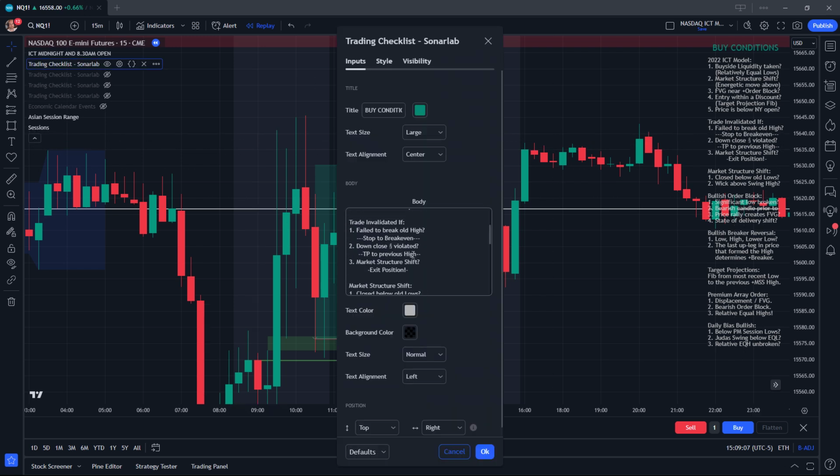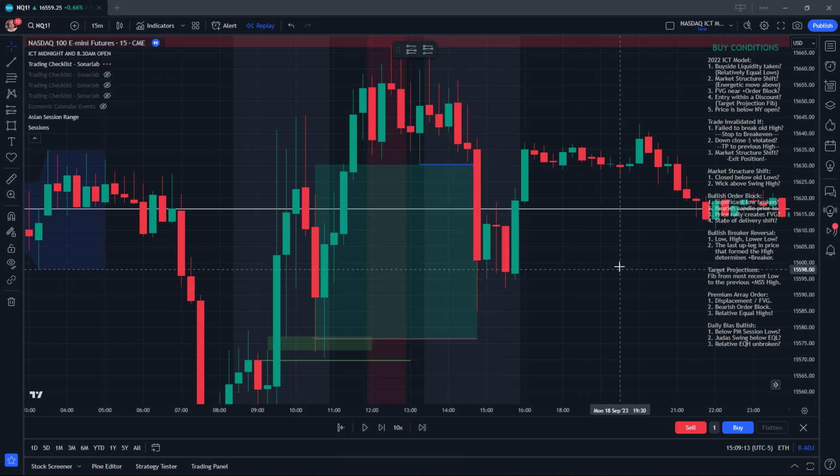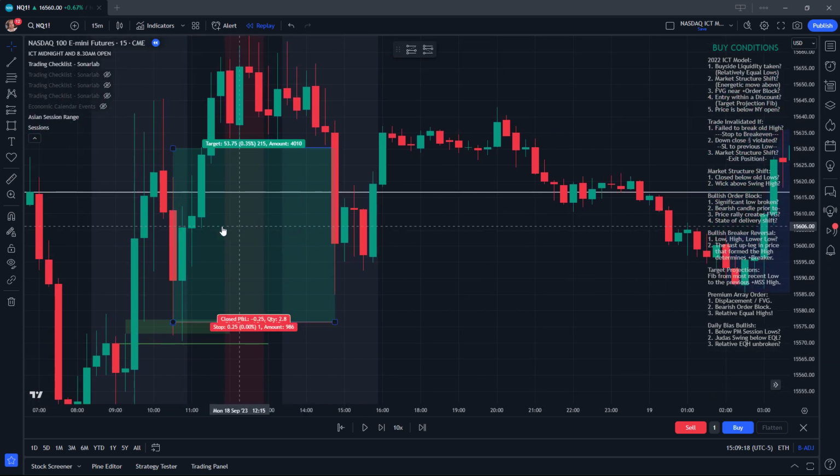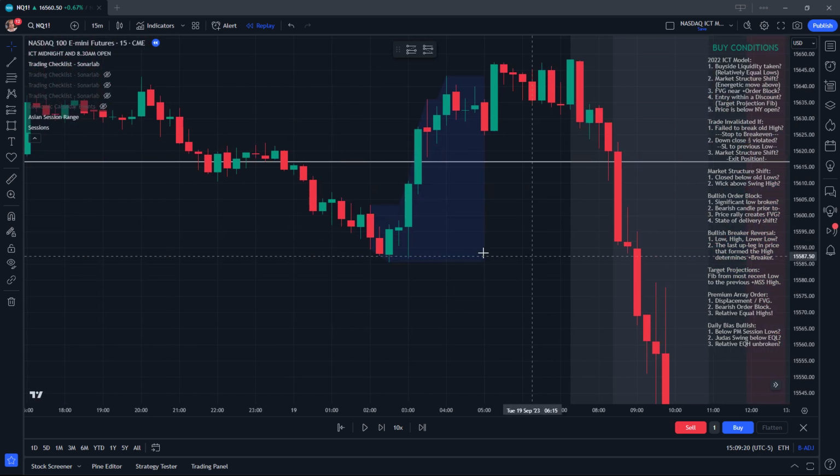So let's just go and update this thing here. Stop loss to previous low. There we go. Okay, so that's our one trade that we take. We were in here for almost 2-3 hours, so time to walk away from the chart.